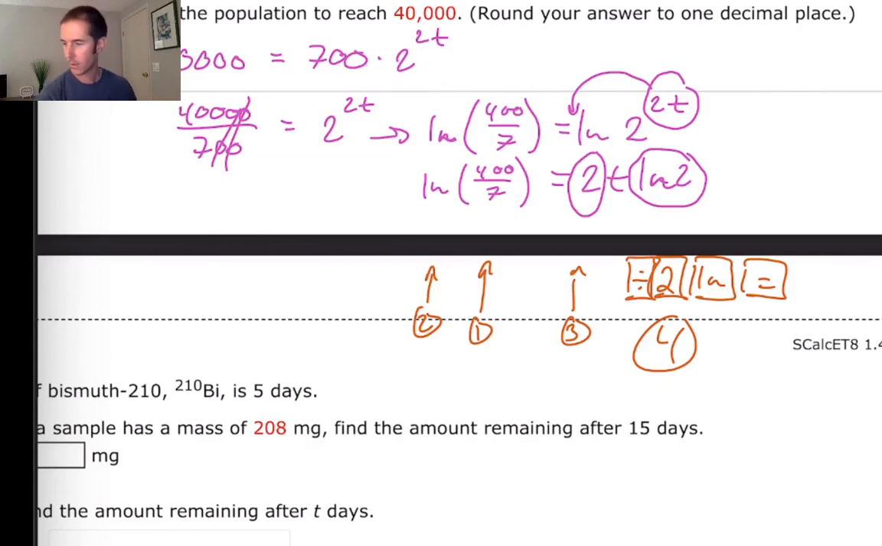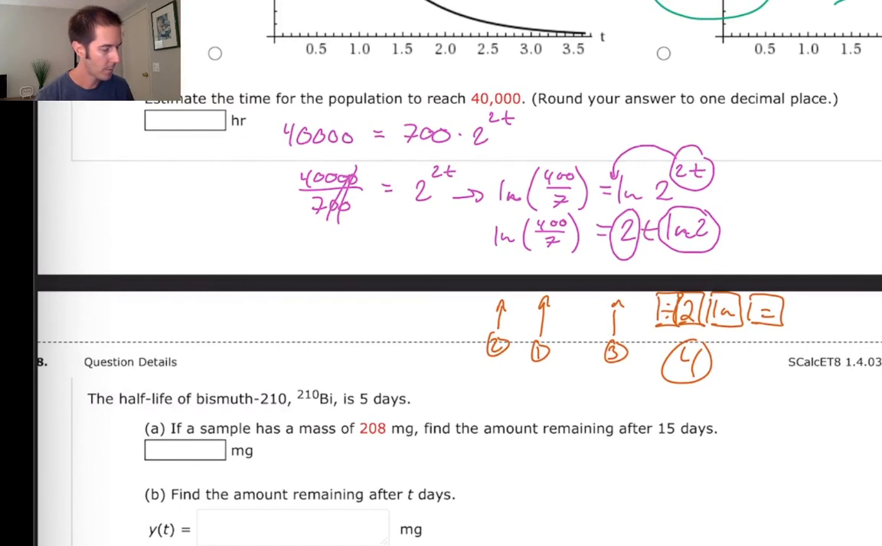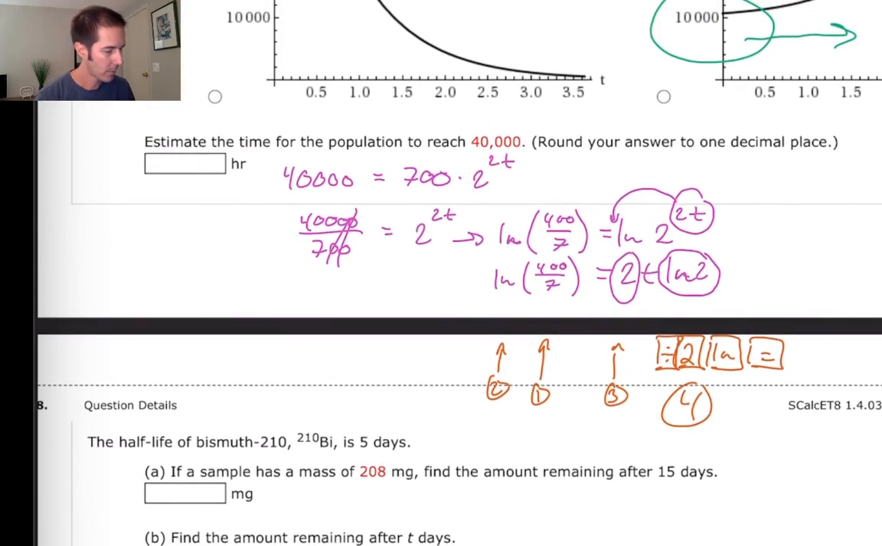All right, I don't have that calculator here with me, so I can't generate a final answer for you, but estimate the time of population, round your answer to 1 decimal place. So when you're typing in an answer like this, if you're using WebAssign, make sure you follow those last little bit of instructions and round to 1 decimal place. I will try to remember to put a numerical answer for this question in the notes on the video.